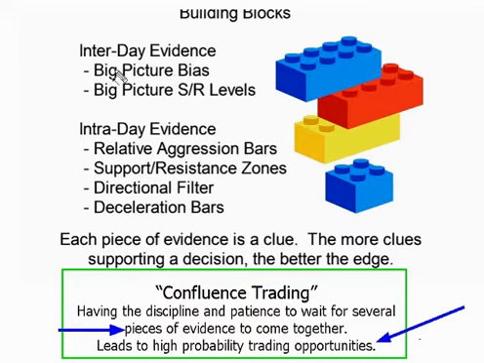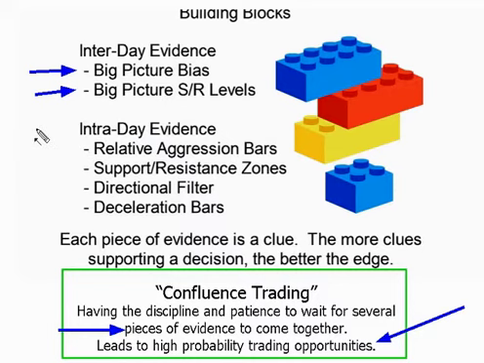And by pieces of evidence, I mean these pieces here, these building blocks, so to speak. And we look at them in kind of 2 ways. We have our bigger picture bias and our bigger picture support resistance levels, and we talk about those in our member center each night ahead of the next day. So it's kind of the homework, getting ready for the next day on the bigger picture level.